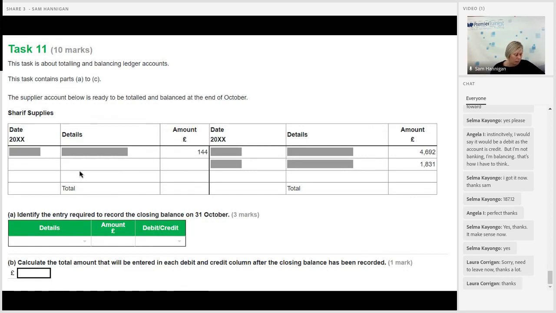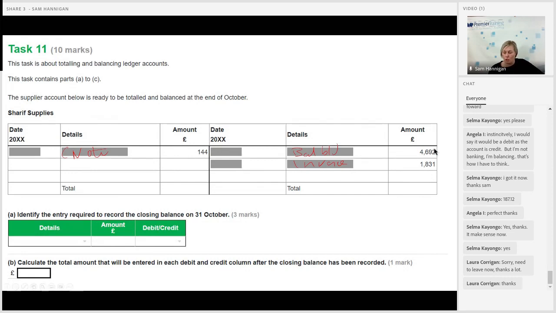Again, all you're doing with this one, I don't know why I saw these grey things and thought I needed to put something in, but all it's basically saying is that this task is about totaling and balancing accounts. It's a supplier account. So I know that's got to be some kind of either balance brought down or an invoice, and that's got to be some kind of credit note, and that might be an invoice. Okay. And it says, identify the entry required to record the closing balance at 31st of October.